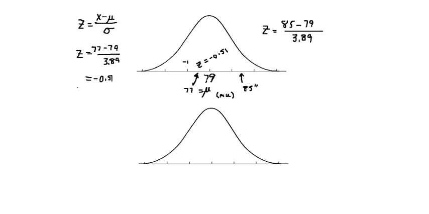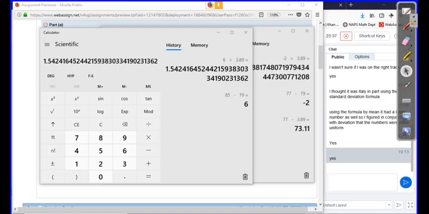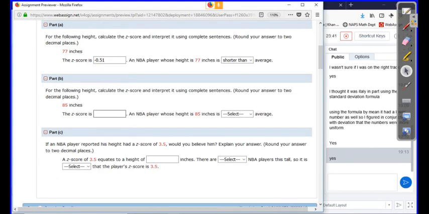So let's see what happens. 85 minus 79. I get the number first, then I divide that by 3.89, and I get 1.54 when I round to the nearest hundredth. So this is about 1.54. Since it's a positive number, that means it's to the right, and this is the number that we're going to enter into our WebAssign problem. Boy, I keep getting two calculators. That's interesting. So 1.54, and that's taller than the average.